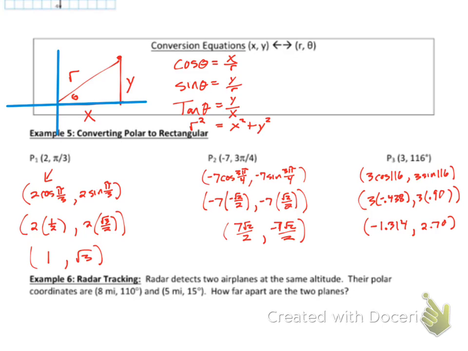But one thing you want to check is to make sure it's okay. If I face 116 and I plot 3 units out with my 116, just make sure that the x and y, negative 1.34 and 2.7, makes sense and lands you there, and it does in this case. But you always want to double check that everything is sensible.